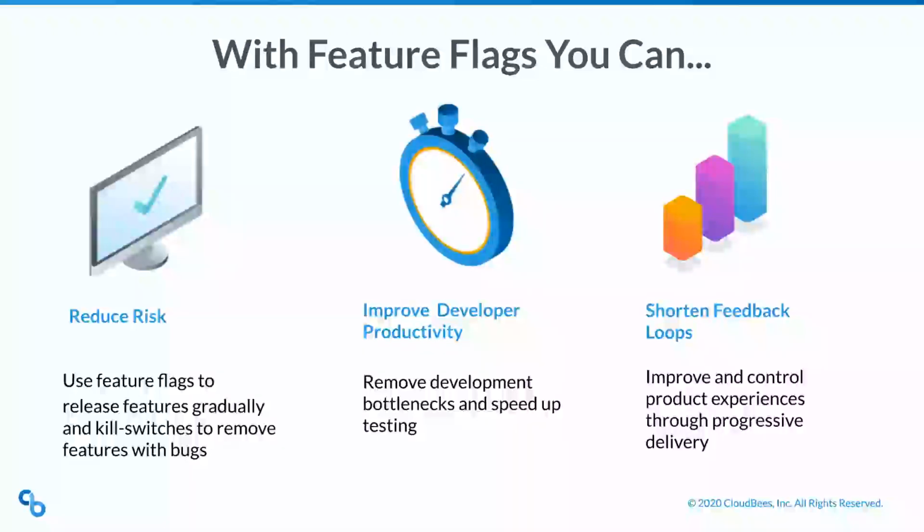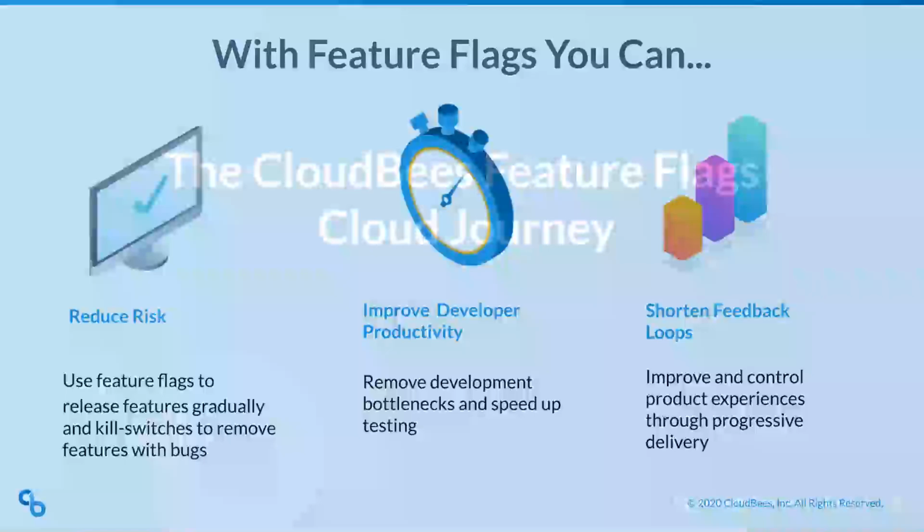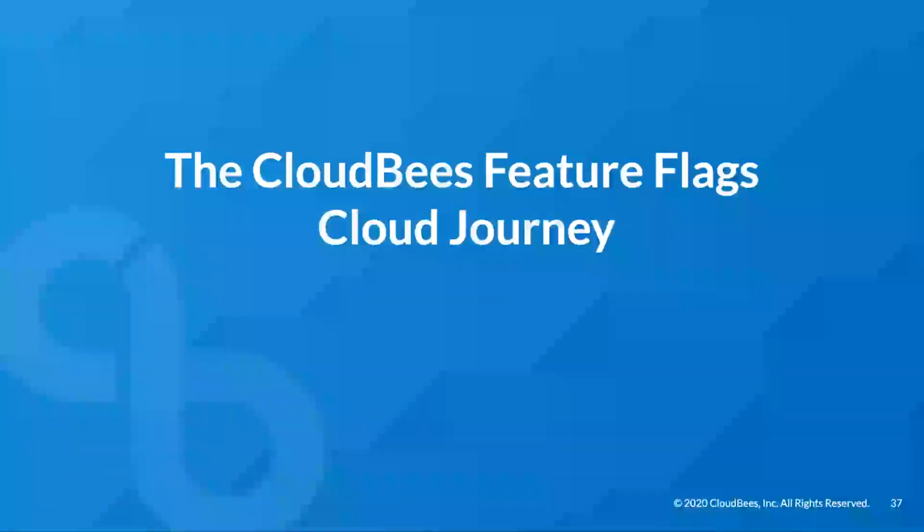And I say shorten feedback loops because if a feature isn't working as intended, developers can see that right away and improve it before the entire user base gets it. So it's just a smaller blast radius for buggy features, for features that aren't well received, and it's more confidence pushing it out.